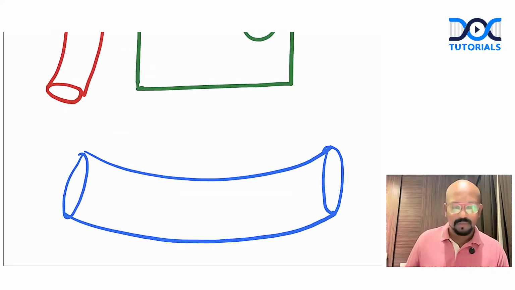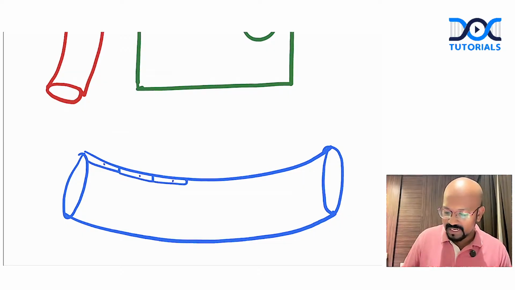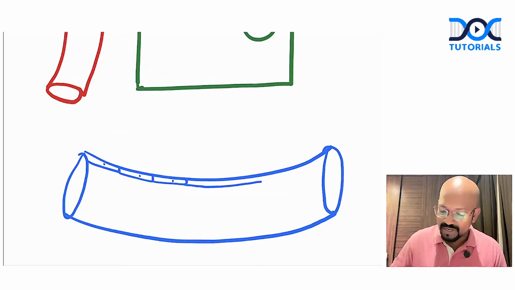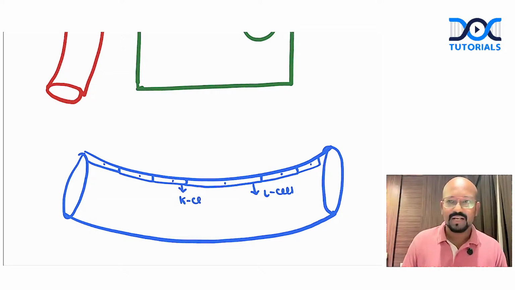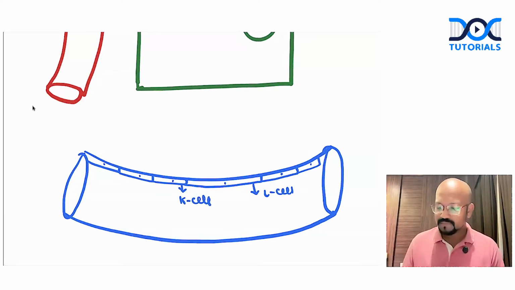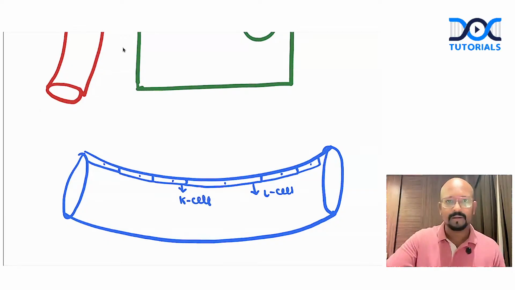The intestines are made up of a lot of epithelial cells. We have intestinal epithelial cells situated here. Out of all the epithelial cells, one cell will be extremely long, and that cell is called the L cell. We have two cells which are clinically important. The first one is the L cell, the other one is the K cell. L cells and K cells, as simple as that.